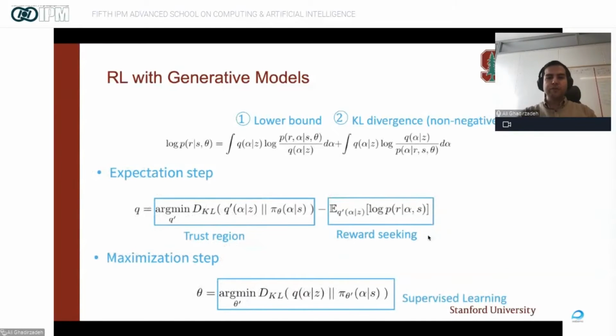Here's a very general overview of how to optimize the log likelihood of reward. We're iteratively alternating between 2 steps. In the expectation step, we optimize the variational policy based on 2 terms. One of the terms is trying to get better rewards while staying as close as possible to the deep policy. And in the maximization step, we're updating the policy through supervised learning by making sure that the distribution given by the policy is as close as possible to the distribution found by the variational policy.